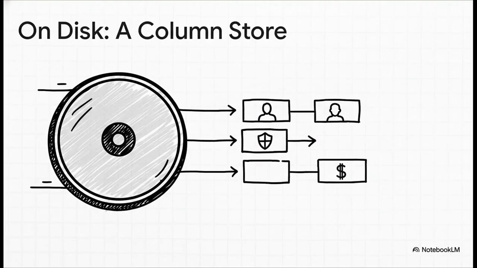The result is a completely different structure. You don't really have records in the same way anymore. What you have are these distinct lists, a list of all the first names, a list of all the SSNs, and so on, with each list stored separately on the disk.